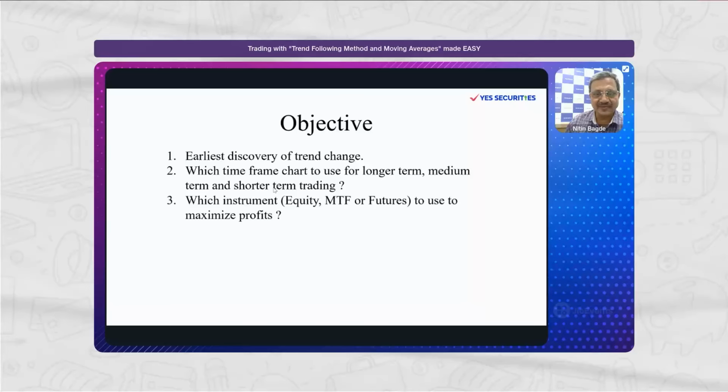So different people have a liking for different types of trading: longer term, medium term, shorter term. So which time frame should one use? Because as one can understand, by using a monthly chart, one cannot find a short term trade, or by using a 15-minute chart, one cannot find a long term trade. So there must be synchronization between the trade time frame and the chart time frame. The third objective is which instrument to use when.